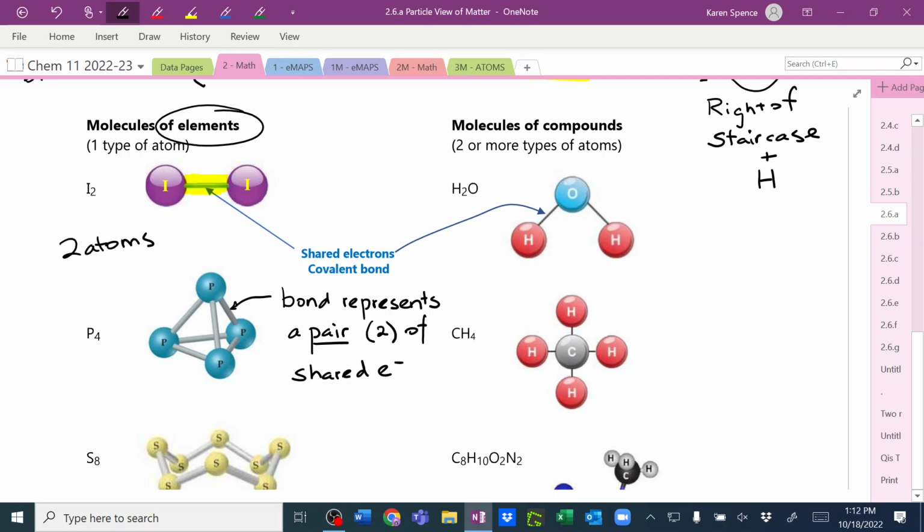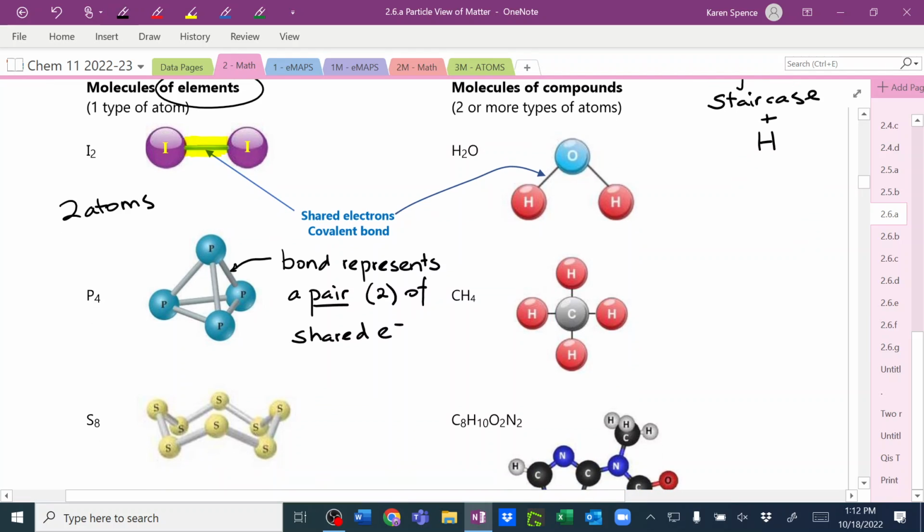Phosphorus has a tendency to form P4, which forms like this little triangle shape, which is kind of cute, like a little pyramid almost. And then sulfur has a tendency to form S8, an S8 molecule, which kind of looks like a little crown. Yeah?